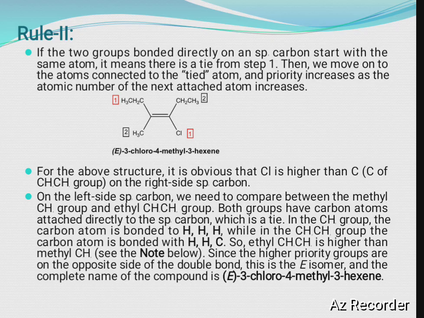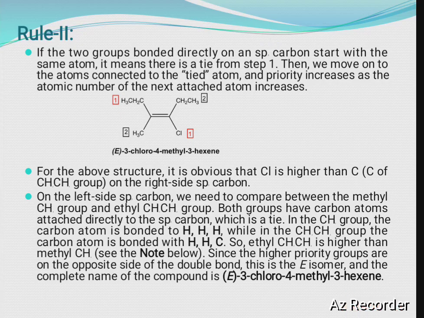Okay, so next, coming to the second rule. What does the second rule say? If the two groups bonded directly to the sp2 carbon start with the same atom, it means there is a tie from step 1.